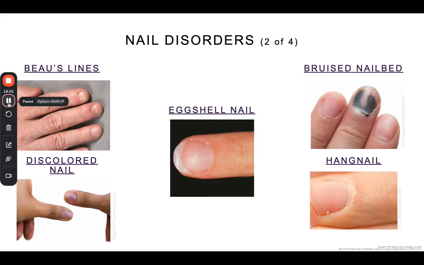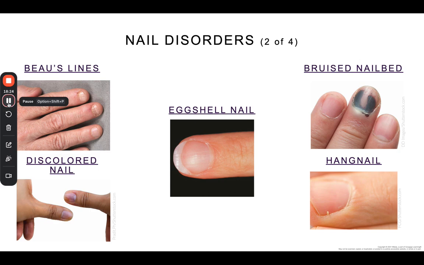Let's start with Beau's lines. If you're following along with your textbook, you'll be able to see Table 4-1 that starts on page 105 and goes all the way through 107. So we're going to break down each disorder, starting with Beau's lines.